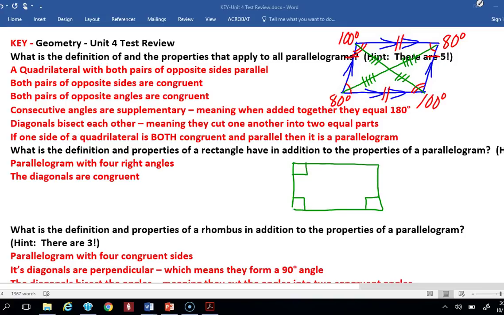And so we need to recall that all the properties that apply to a parallelogram apply to a rectangle. Now it's got four right angles, but it also has two diagonals. So this diagonal that I drew from one angle to its opposite angle and this diagonal are congruent. So if I told you that one of those diagonals was 10, then the other one would be 10 as well.